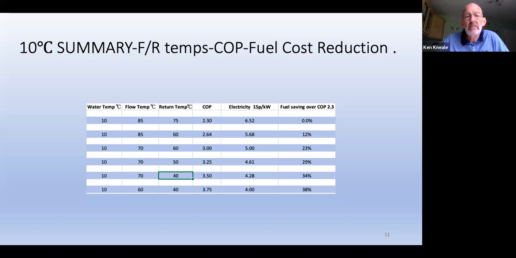And if we start off at 15 pence per kilowatt, we can turn that into 6.5 pence per kilowatt as the poorest flow and return temperatures. But when we get down to the preferred flow and return temperatures of 60-40, we can actually make 38% savings, a phenomenal number.